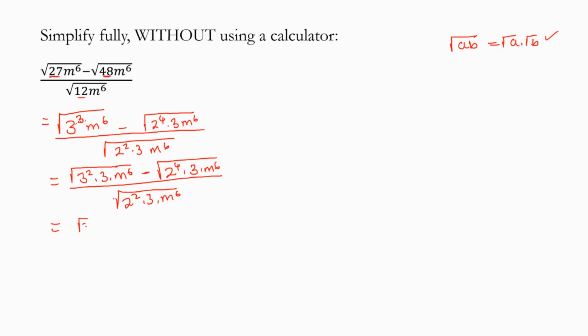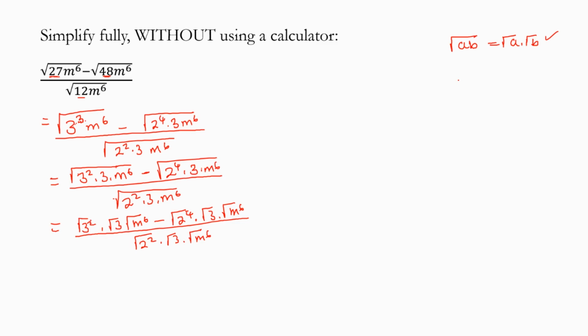So this is like square root of 3 squared times square root of 3 times square root of m to the power 6, and then minus square root of 2 to the power 4 times square root of 3 times square root of m to the power 6. Okay, and then here square root of 2 squared times square root of 3 times square root of m to the power 6. Okay, and then the square root and the square, they cancel each other out, you know that.